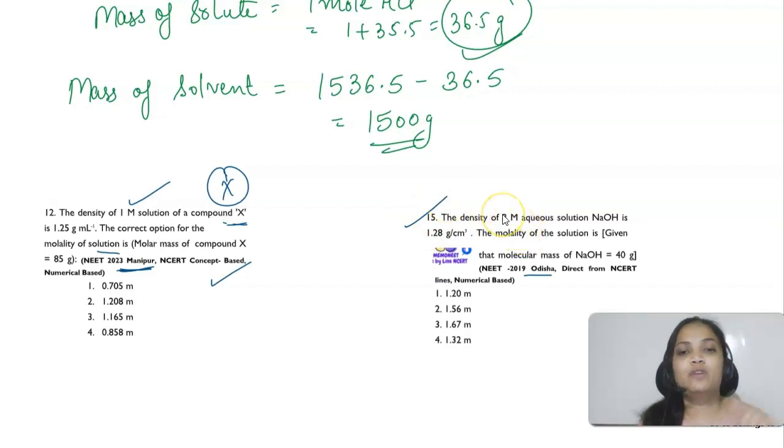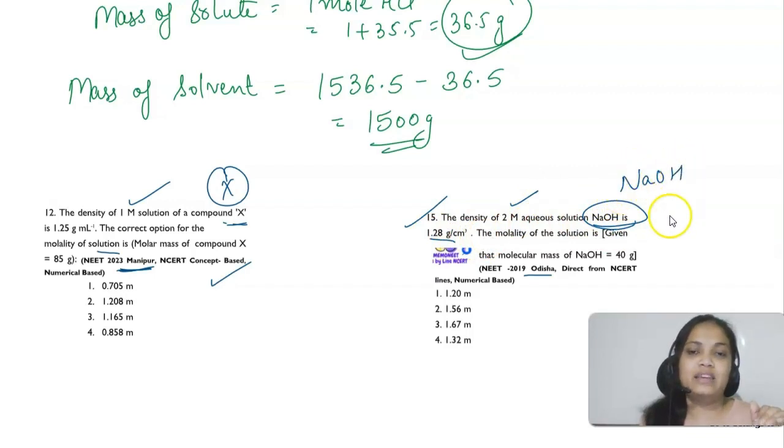Here the molarity is changed, now 2 molar, and the density is changed and the compound is also given. It's NaOH. And they have given the molecular mass of NaOH. They might not give it as well. So you must know how to find the molar masses. If the molar mass of NaOH is not given, then also you have to solve it and tell what will be the molality. Okay. So try to solve these questions also.